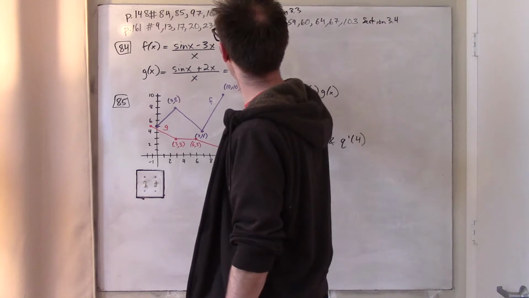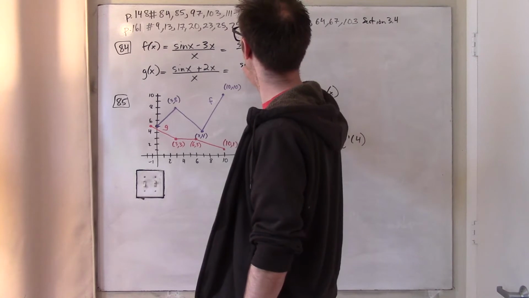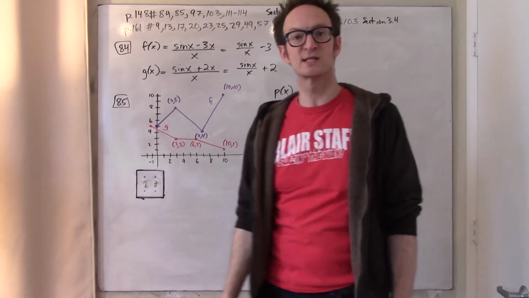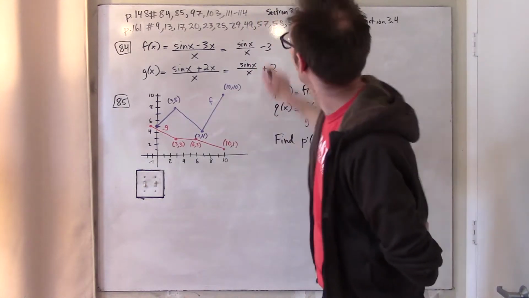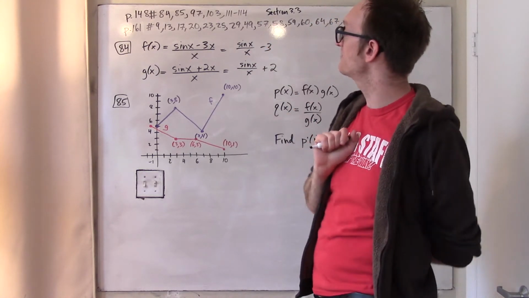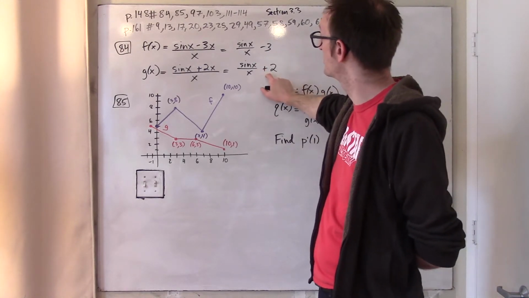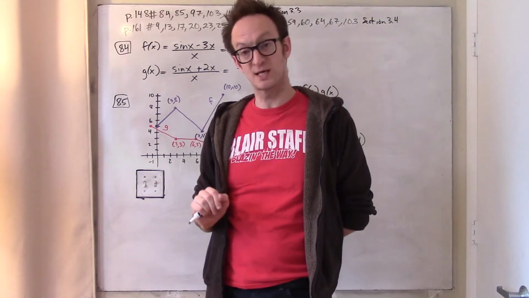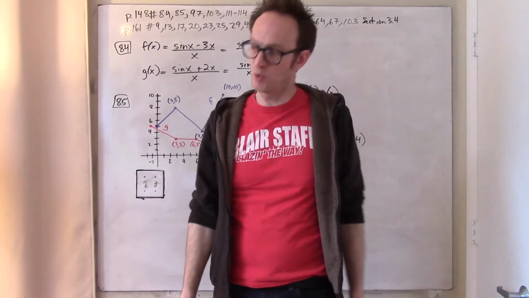I get sine x over x minus 3, and here I get sine x over x plus 2. And already the mystery is solved. What are these two functions, f and g? They're basically just the same function. This sine x over x function, which is a function that we graphed a million times, here in f it's being moved down 3, and in g it's being moved up 2. So what are these two functions, f and g? They are just vertical translations of each other. They are right on top of each other. One is just 5 more than the other.